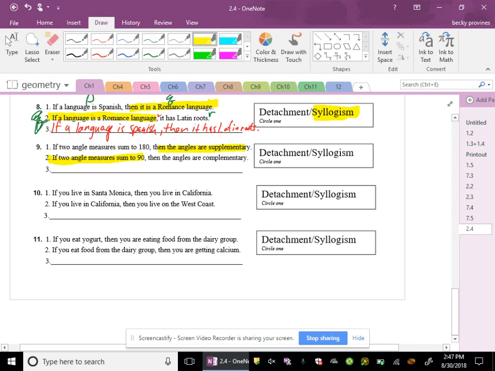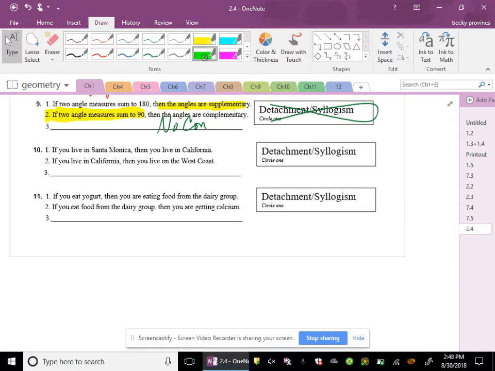Are these 2 talking about the same thing? Well, supplementary means they add up to 180, and it says they add up to 90. So are they the same thing? No. So this is a no conclusion.